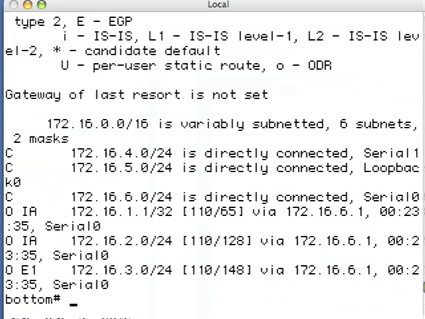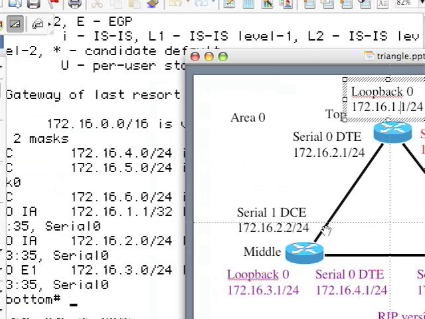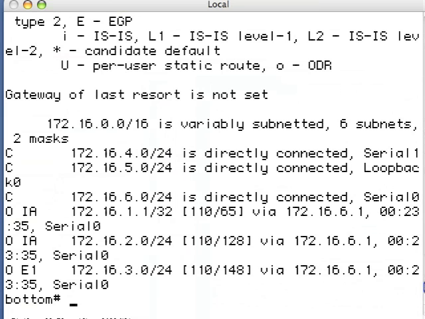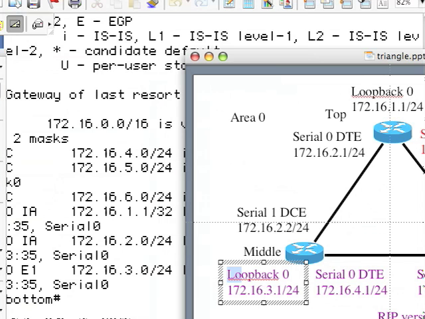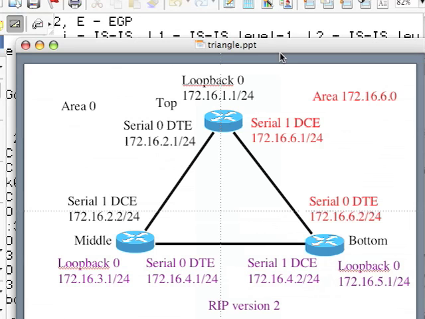And then we have 172.16.2.0/24. It's also an OSPF inter-area route, and that is for this subnet. And then what's interesting is 172.16.3.0/24, it's an OSPF route, external type 1, that's the route for this loopback. Now in the bottom router, we're running RIP and we're running OSPF, and we receive the route via RIP and we receive the route via OSPF, and the question is which way do we prefer?